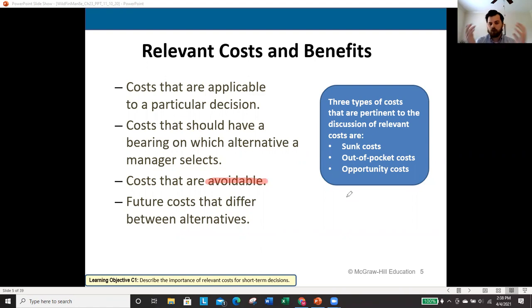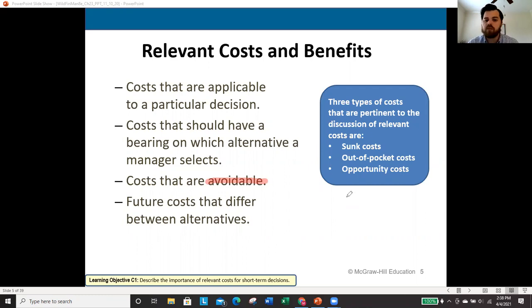Because by choosing alternative A, I incur all of the costs that are only associated with alternative A. But then if I turn and choose alternative B, I'll incur only the costs associated with alternative B and none of the costs that would have been associated with alternative A, assuming these are truly avoidable costs within each category.